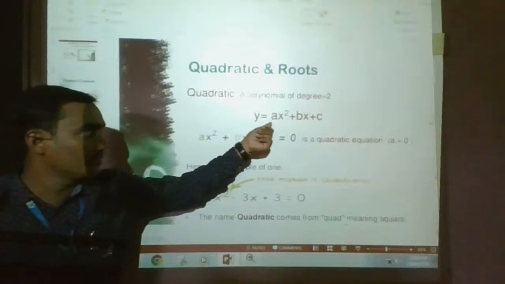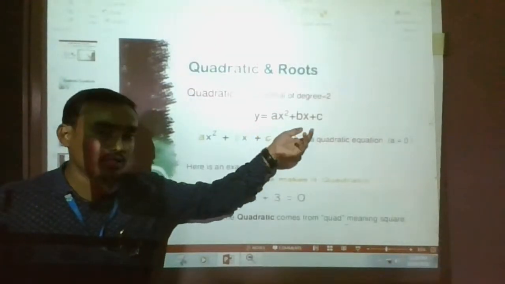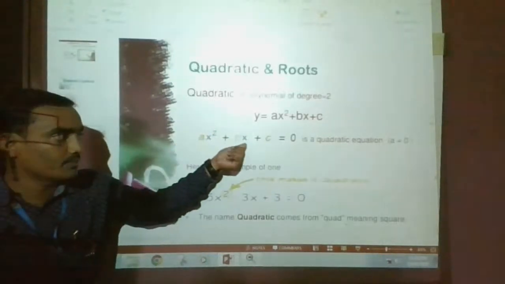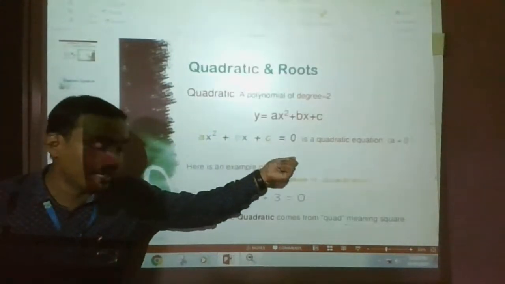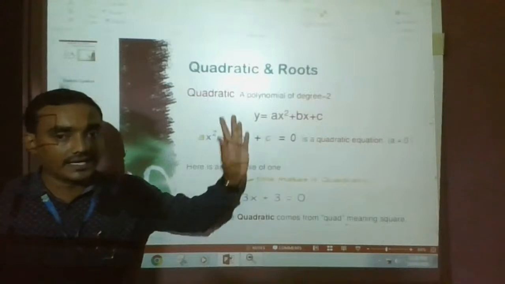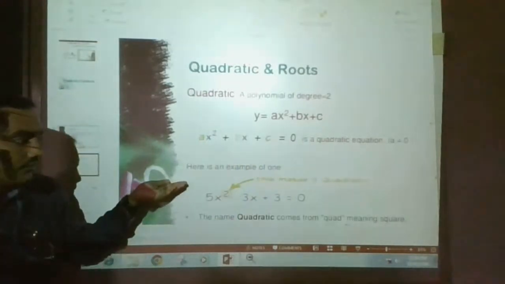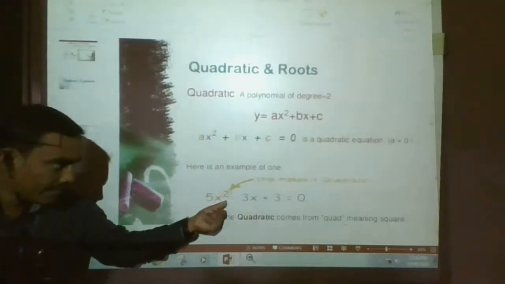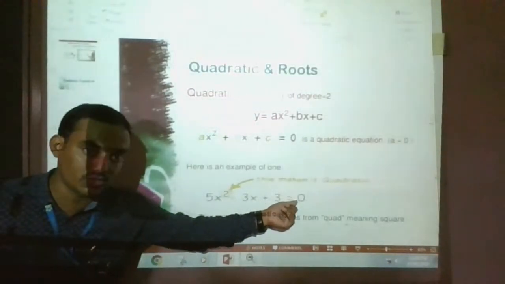Here the quadratic is y equals ax square plus bx plus c. If you are finding the roots, then ax square plus bx plus c equals 0 is the general form of a quadratic equation, and the condition is a is not equal to 0. For example, I will give the example: 5x square minus 3x plus 3 equals 0.